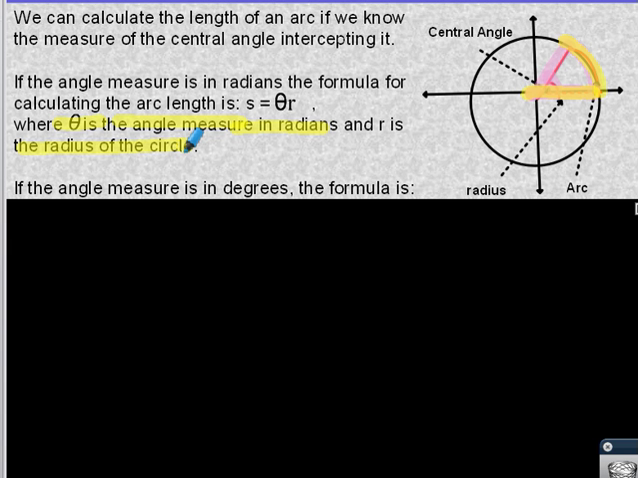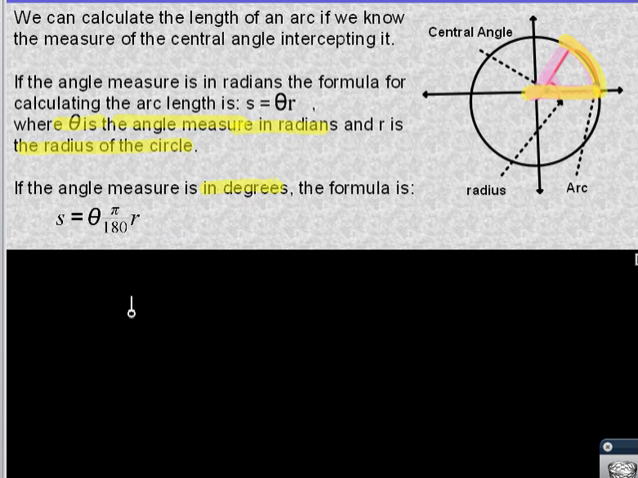Since the standard is to have arc length and sector area in radians, if your angle is in degrees, not radians, the formula is a little bit different. And the other thing I didn't mention here, s is normally what we use to stand for arc length. Don't ask me why. S isn't in arc length at all, but that's what you're going to see on the worksheets for standing for arc length.